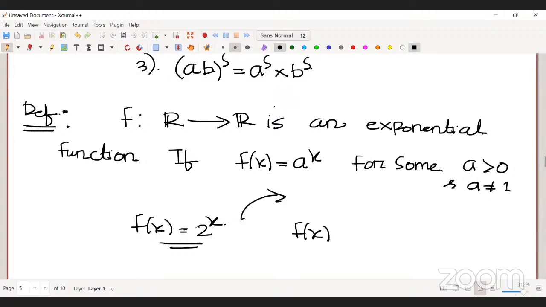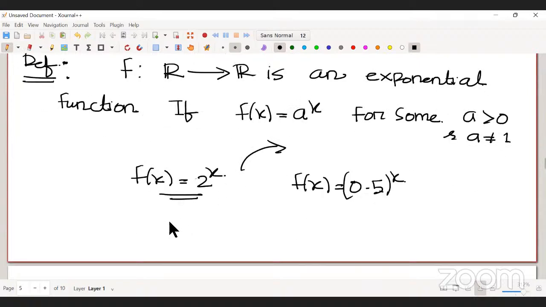If I take f of x equal to, let's say, 0.5 power x, then this is also an exponential function. If I have some number which is greater than 0 and not equal to 1, and I take that power x, then this is an exponential function. So what is the domain of this exponential function? Real numbers. Correct. The exponential function is a map from R to R, so the domain is all real numbers.